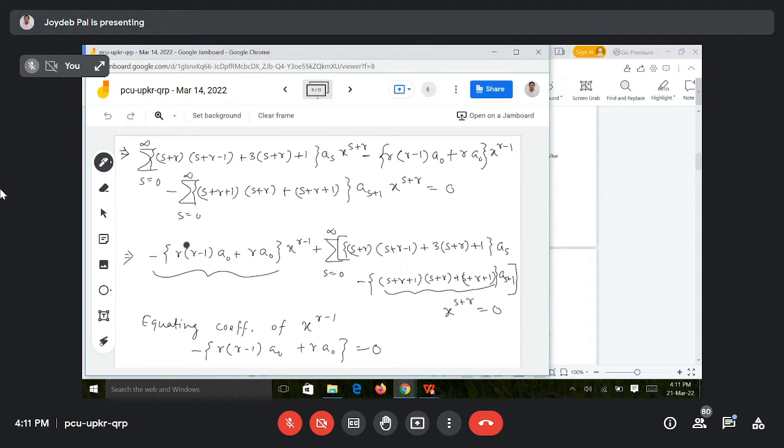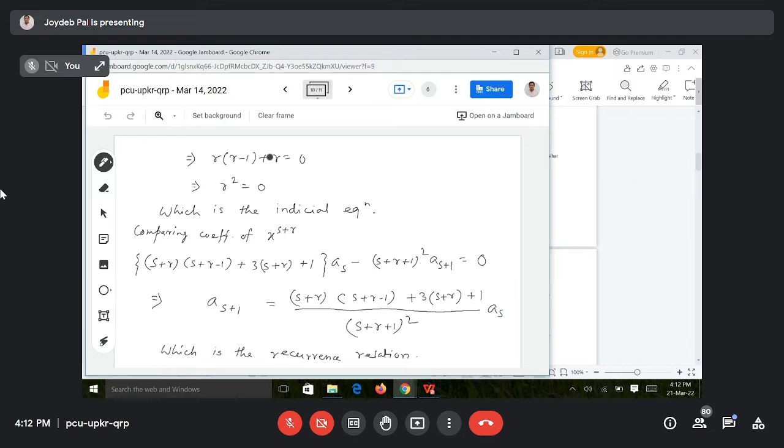So what I told, how to get the initial equation: after equating the coefficient of the lowest degree term. So here x to the power r minus 1 is the lowest degree of x, and the coefficient is this, minus of the second bracket. Coefficient of x to the power r minus 1 equal to 0 will give the initial equation. So it is r square equal to 0 after simplification.